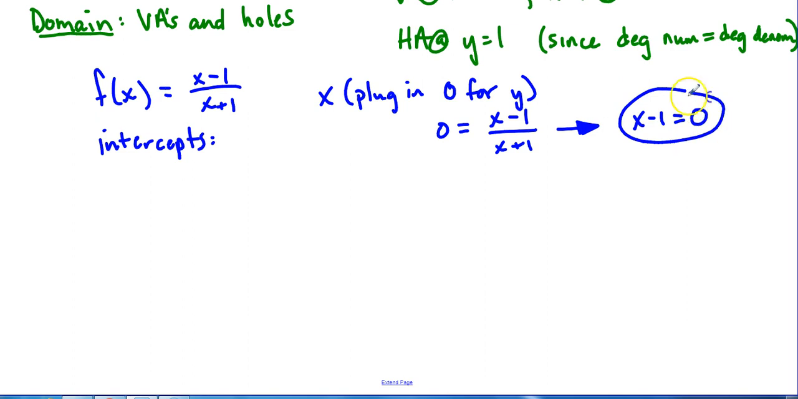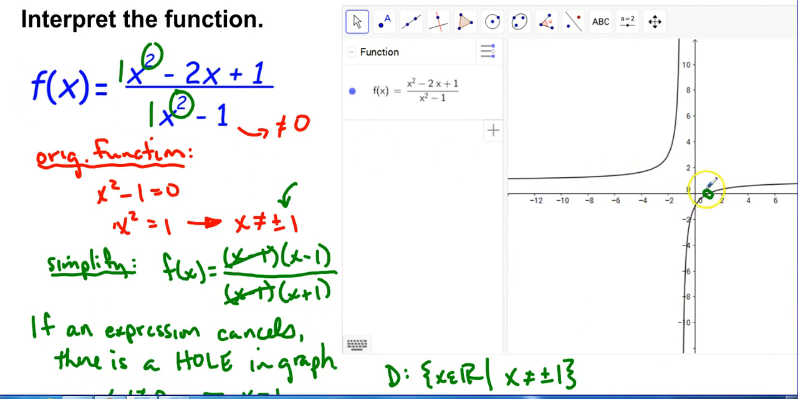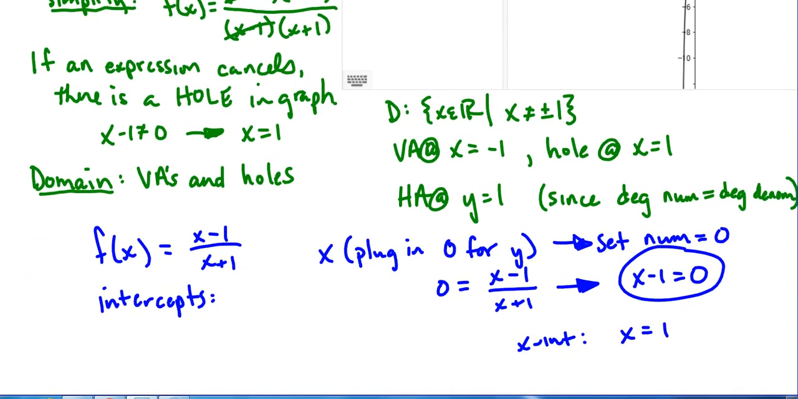And this is what we can do every time. We actually just have to set the numerator equal to 0 in order to find the intercepts, or in other words, the roots. So I've got a root here at x equals 1. Let's go double check. Up at the graph, there's my root, x equals 1. And we're done with the x-intercept.